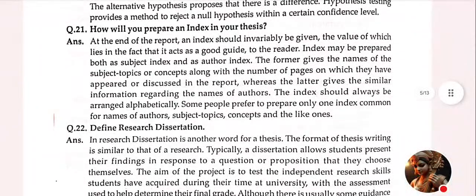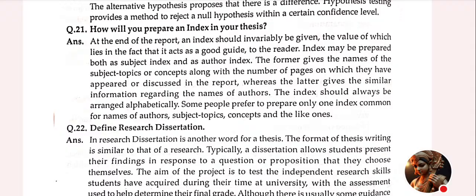Question 21. How will you prepare an index on your thesis? At the end of the report, an index should invariably be given, the value of which lies in the fact that it acts as a good guide to the reader. Index may be prepared both as subject index and as author index.